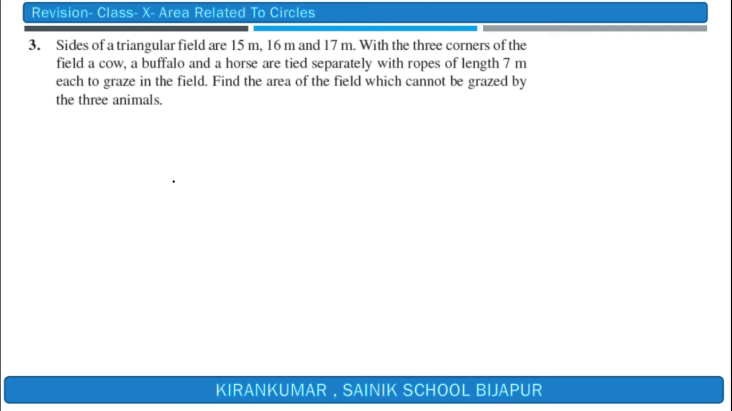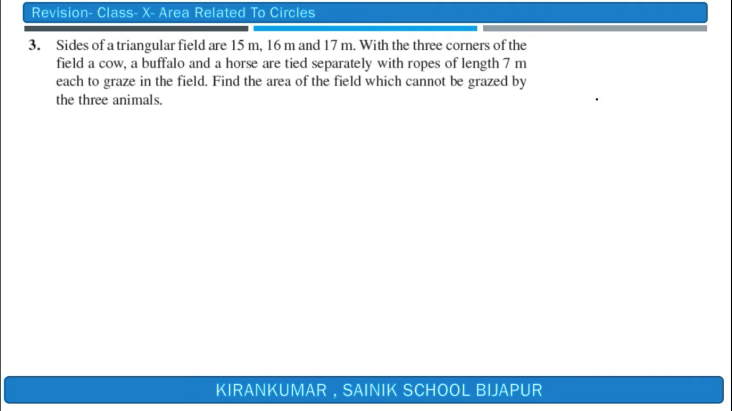The sides of a triangular field are 15 meter, 16 meter and 17 meter. With the three corners of the field, a cow, a buffalo and a horse are tied separately with ropes of length 7 meter each to graze in the field. Find the area of the field which cannot be grazed by the three animals.